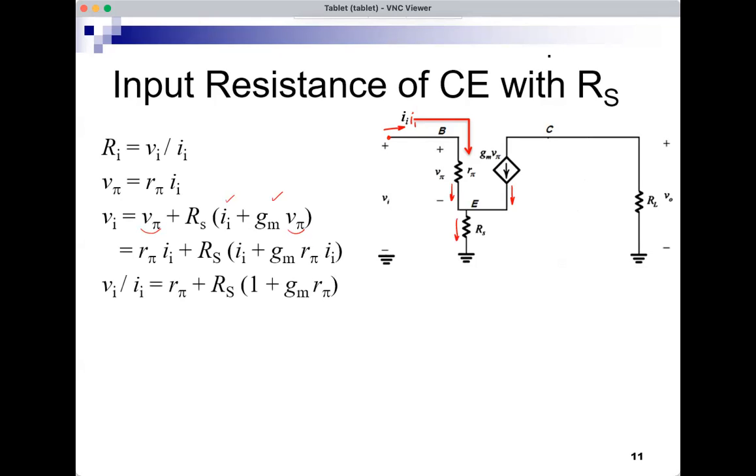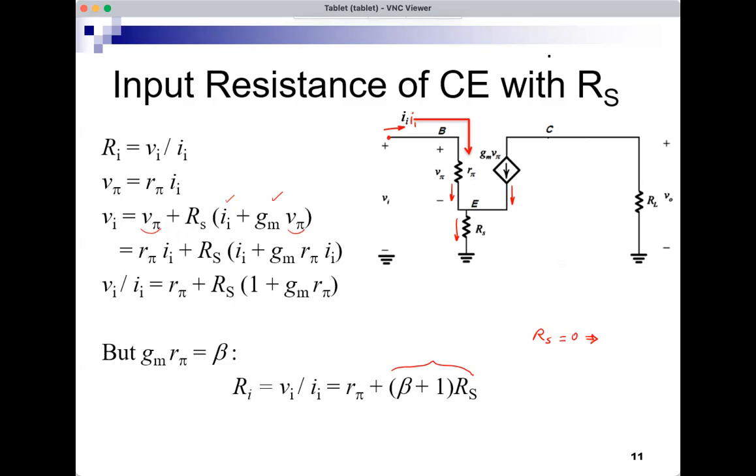And we get Vi over Ii now: r pi plus RS times 1 plus gm r pi. But we know that for the BJT, gm r pi is beta. So the input resistance is therefore r pi plus beta plus 1 times RS. So this is an additional component that we see now when there is an RS. If RS is 0, the input resistance is simply r pi. And we know that.